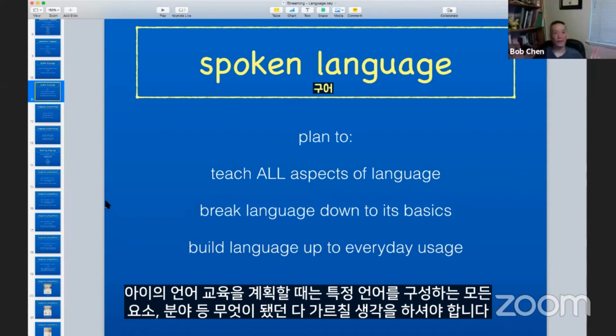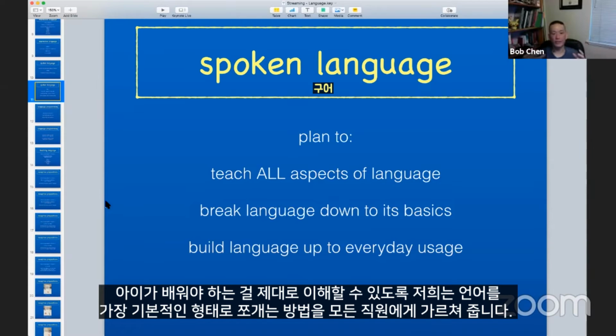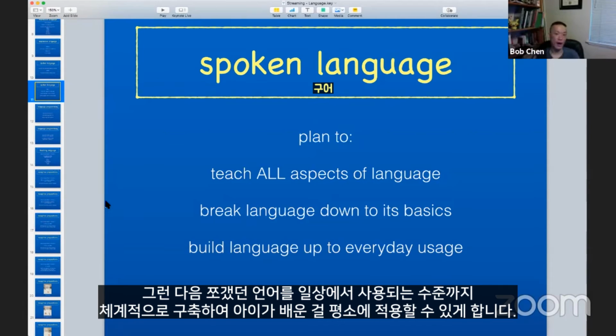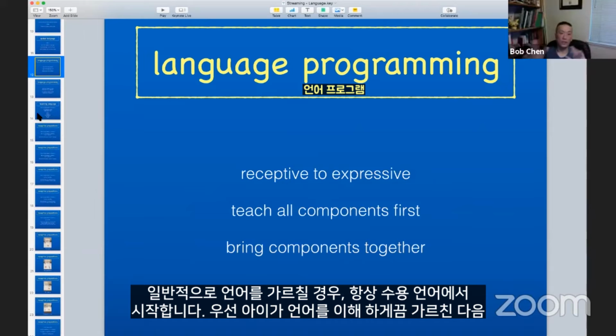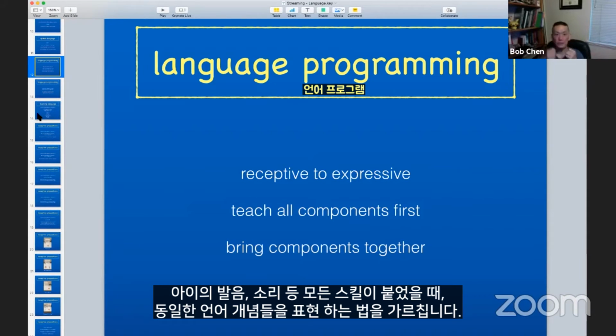Whenever we work with any child, we have a plan to teach everything. Whatever components of language there are, we plan to teach those components. We train all of our staff to be really good at breaking language down into its most basic form so that the child can really understand what we're trying to teach. Then we systematically build that language up to everyday usage level so that the child can operate in everyday life. When you're teaching language, traditionally, you always start with receptive language. You teach the child to understand that language, and then as their ability to articulate and produce sounds comes into play, you teach the same concept expressively.